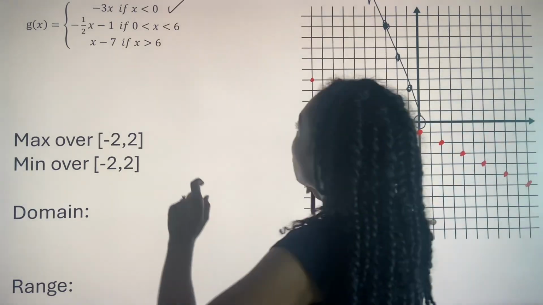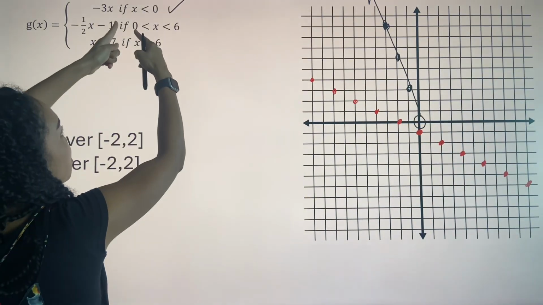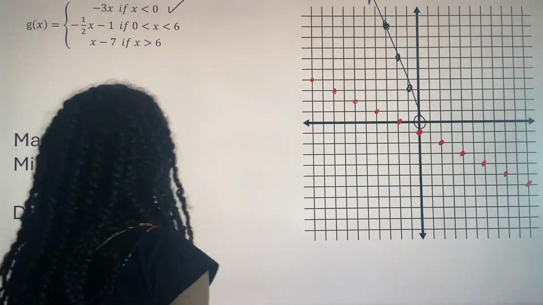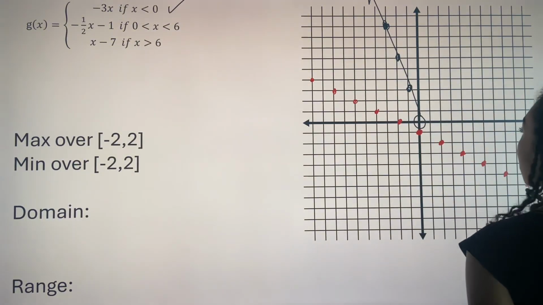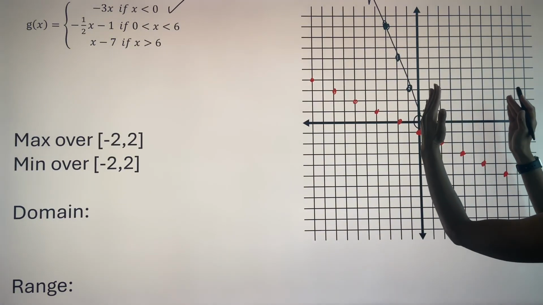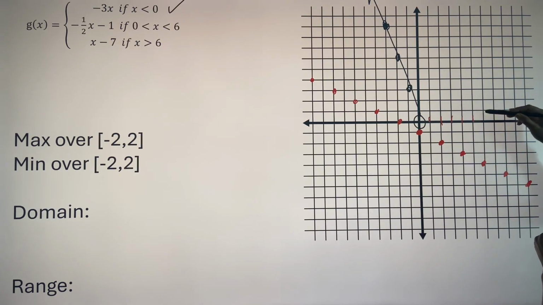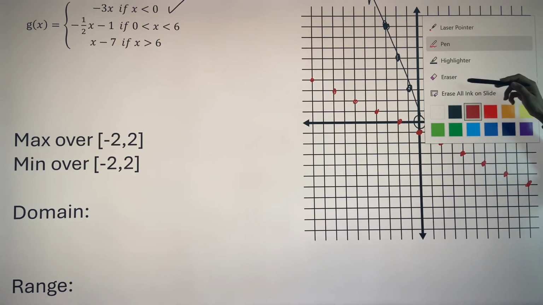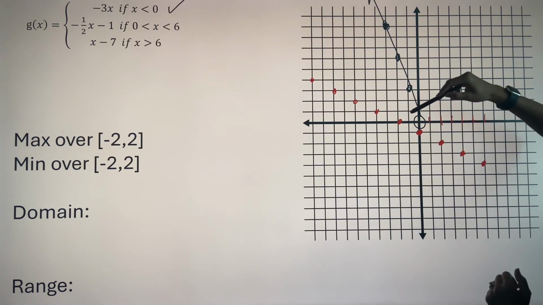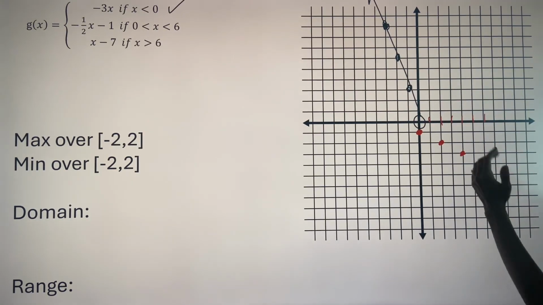However, it only wants x values between 0 and 6. Between 0 and 6. So I just want it between here and here. 1, 2, 3, 4, 5, 6. Okay, so I'm going to get rid of these points that are outside of 0 and 6.